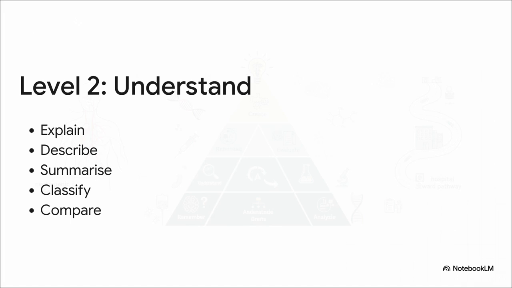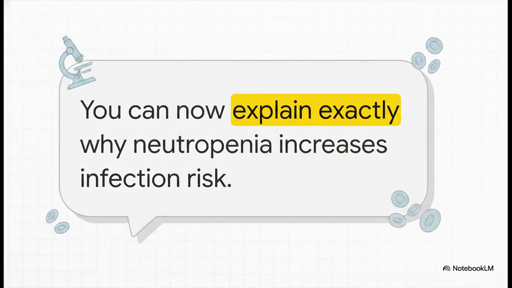You start finding clinical meaning in your own words. The verbs shift to explain, describe, summarize, classify, and compare. So at this level, you can actually explain exactly why a low neutrophil count inherently skyrockets a patient's risk for a severe infection. You are finally connecting the hard science to the disease process. You aren't just reciting facts anymore, you possess true comprehension of the why.